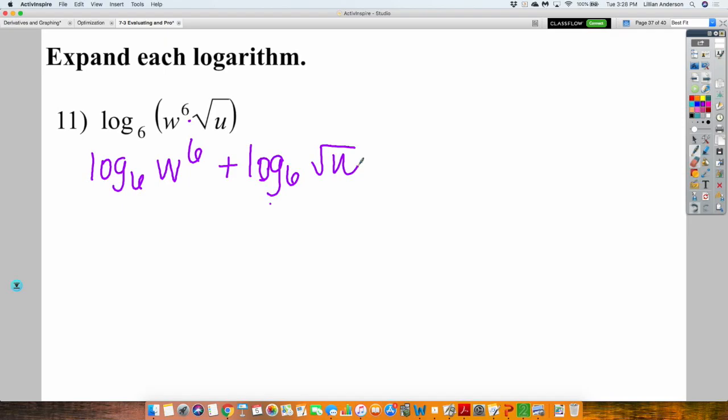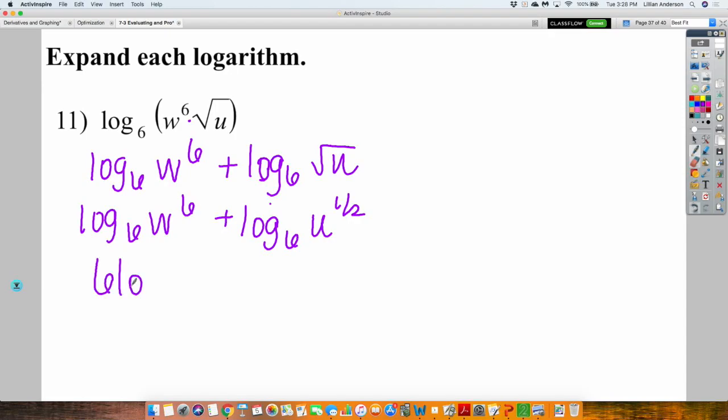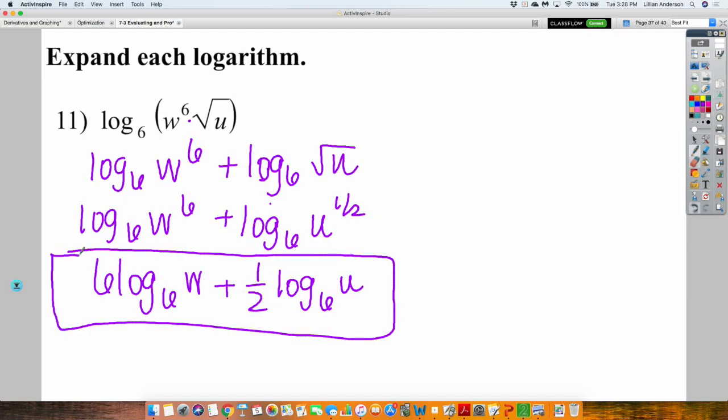Now, we can rewrite the square root of u as u to the 1/2, and I could have done that from the very beginning, but I already started, and that was my first thought process. But you could have done that there. And now the last thing I have to deal with are my exponents. And remember, we apply the power rule, which means the exponent is now going to go to the front. So we're going to have 6 log base 6 of w plus 1/2 log base 6 of u. And that is as far as you can go. There's no more multiplications, there's no more divisions, and there's no more exponents.